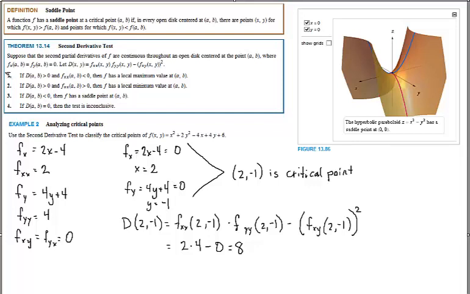My options are either 1 or 2, and the value of my second partial with respect to x is a 2, so it is greater than 0 and my discriminant is greater than 0, so that means therefore f has a local minimum at that point, with value -1. Nice.